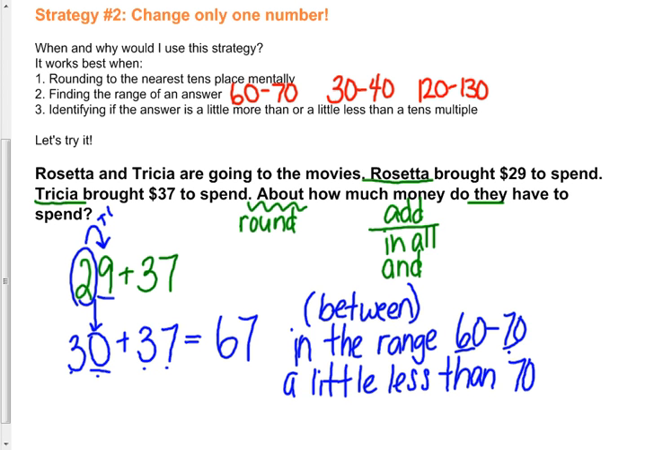And I'm just thinking right now, I did not label my answer. Hopefully you were able to pick up on that. So I'm going to go back and do that now. About how much money do they have to spend? So I'm going to label my answer. They have about $67 to spend. And that is in the range of 60 and 70. And it's just a little less than $70.